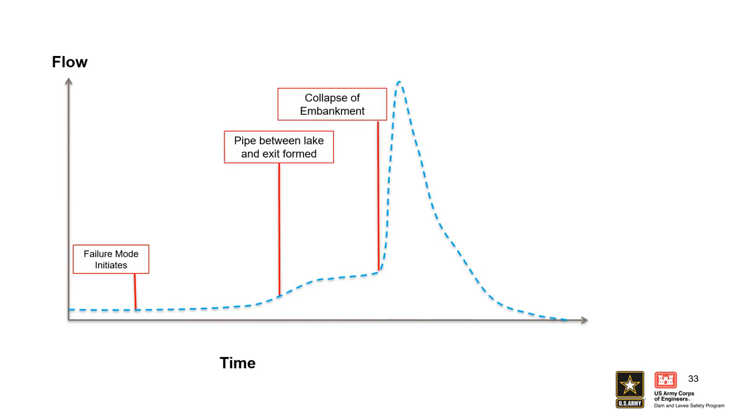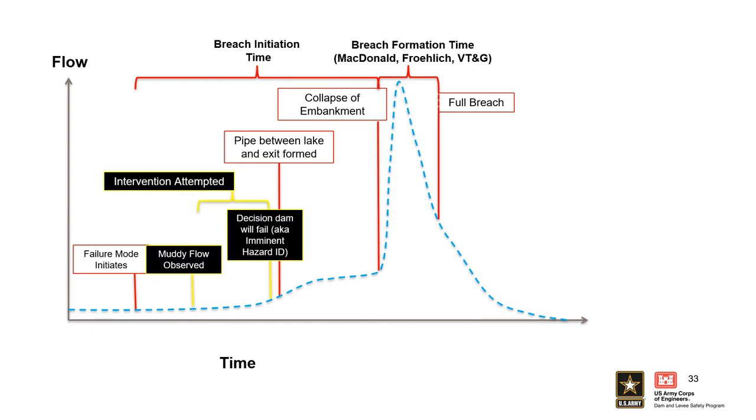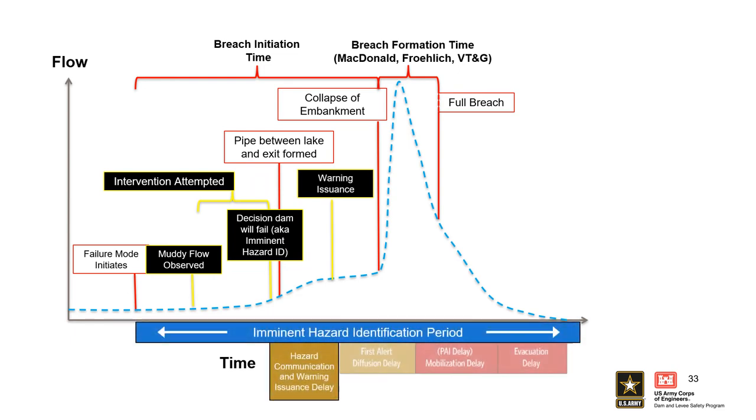But when you're talking about breach parameters for dams, understanding what those breach parameters mean is really important. So back to this, the breach initiation time, that's not something you put into your HEC-RAS model, right? When you start talking about your breach formation time, that is very specific to collapse of the embankment and full breach. So those traditional empirical formulas, the MacDonald, Froehlich, Von Thun and Gillette, all those are focused on that aspect of the breach. You need to know that when you're building these breach models and tying them to your warning timeline.